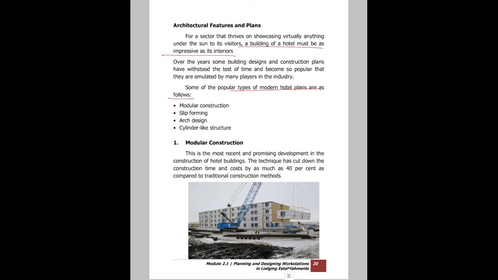So we have the modular construction, slip forming, arc design, and cylinder-like structure. But first, let's start with the so-called modular construction. So this is the most recent and promising development in the construction of hotel buildings. The technique has cut down the construction time and cost by as much as 40% as compared to the traditional construction methods. So si modular construction, ito yung timely ngayon.